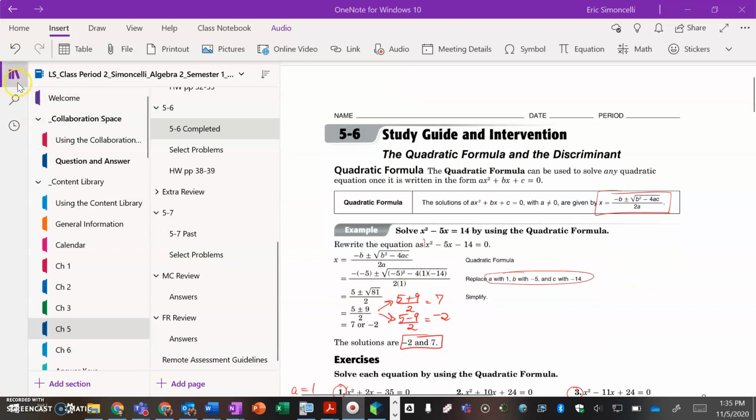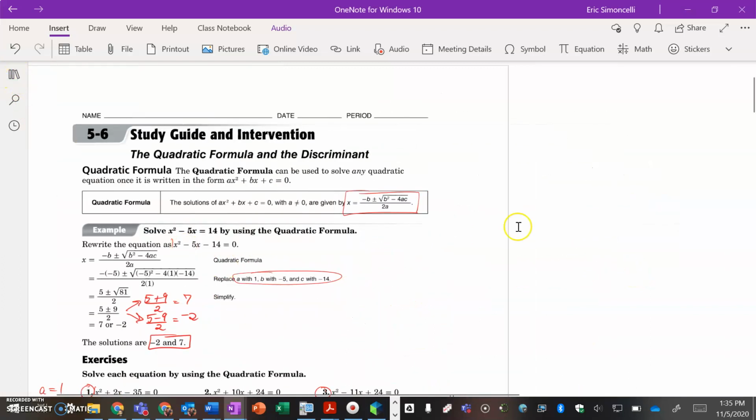So let's go through and solve this first example by quadratic formula. Solve x squared minus 5x equals 14. First up, subtract 14 such that it's now equal to 0. In doing so, we can now argue that a is 1, b is negative 5, and c is negative 14. We're going to plug in all of those respective values for those a, b, and c values in the formula.